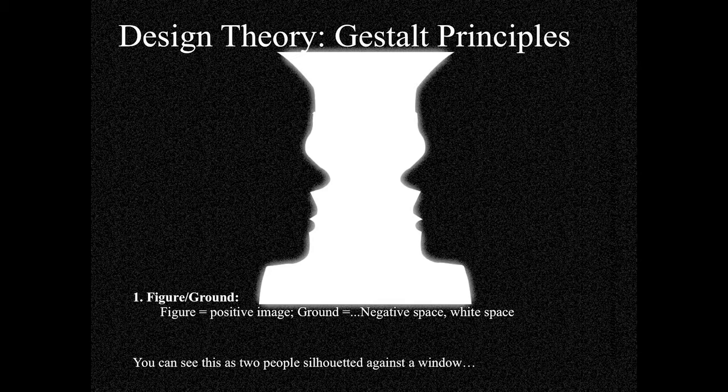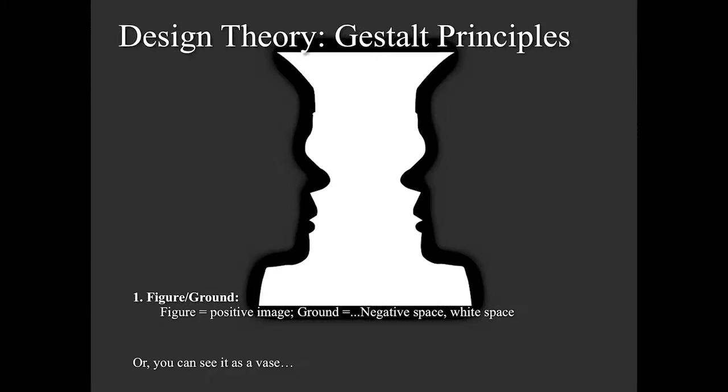Gestalt principles are very important, and can be used to organize your space. So, the concept of figure-ground: the figure is the positive image, the ground is the negative space, or the white space, meaning nothing's there. It might not be white, but you can see this as two people silhouetted against a window, or you can see it as a white vase with a dark background.